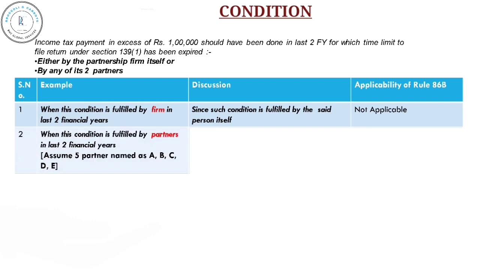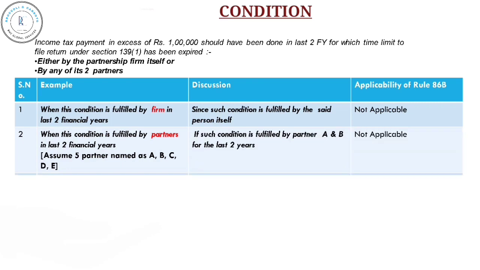2. Example. When this condition is fulfilled by partners in the last 2 financial years, assume 5 partners, named A, B, C, D, E. Discussion. If such condition is fulfilled by partners A and B for the last 2 years, applicability of Rule 86B: Not applicable.